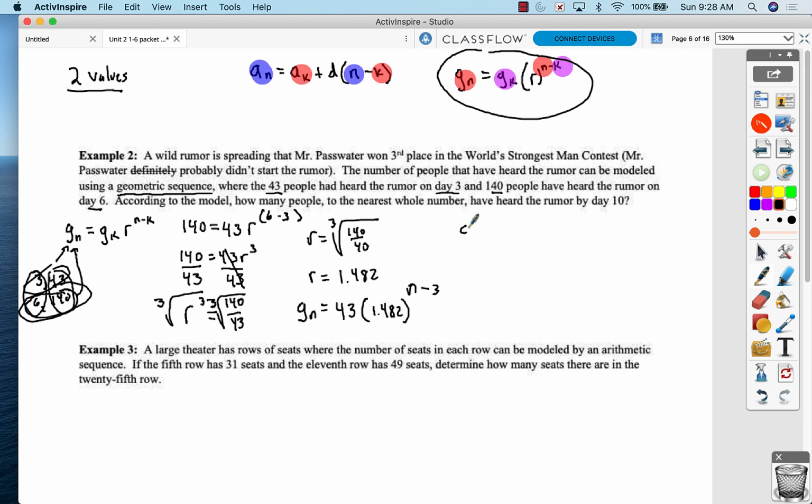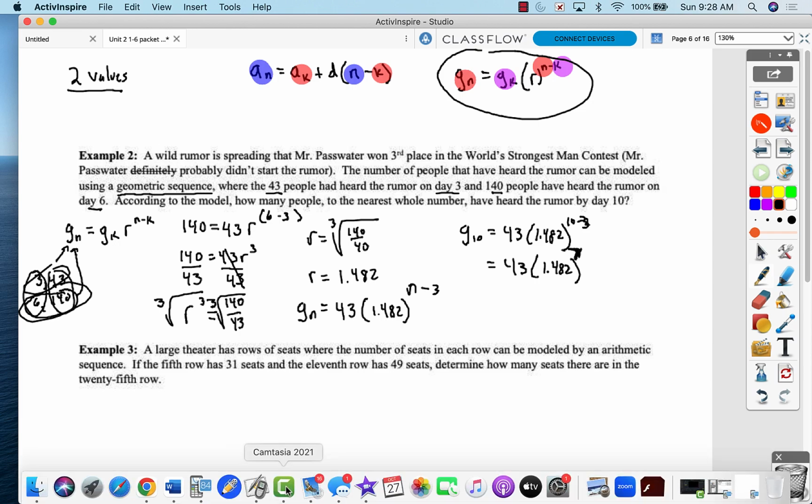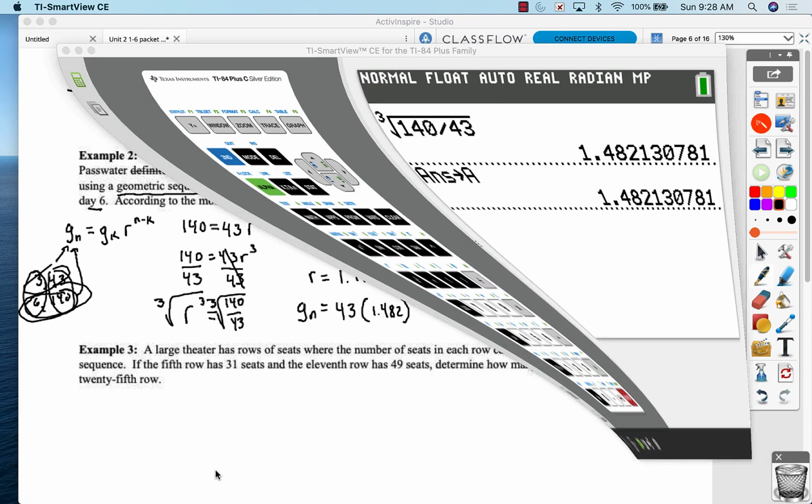So they want the rumors on day 10, so we're doing G of 10, which is 43 times 1.482 to the 10 minus 2. So that's 43 times 1.482 to the 8th power. Oh, I'm sorry, that should be a 3 here. My bad. So that should be 7th power. Okay, so now we're going to go back to our calculators and then just put this thing in our calculator.